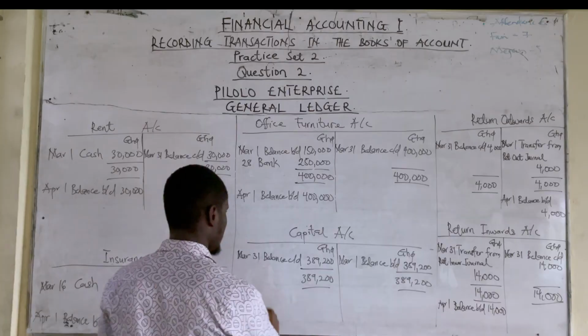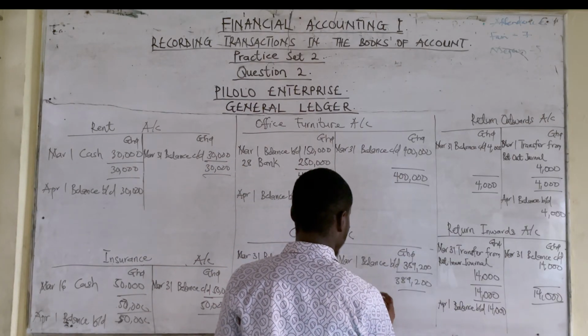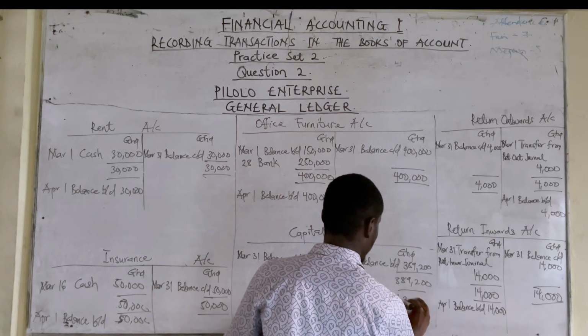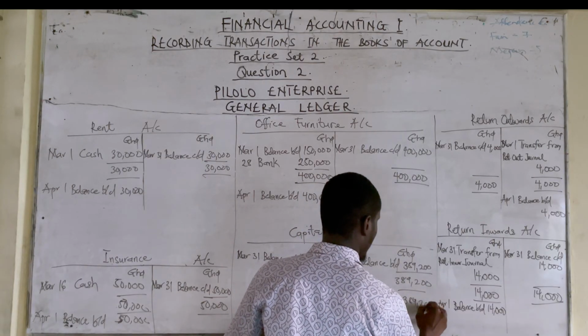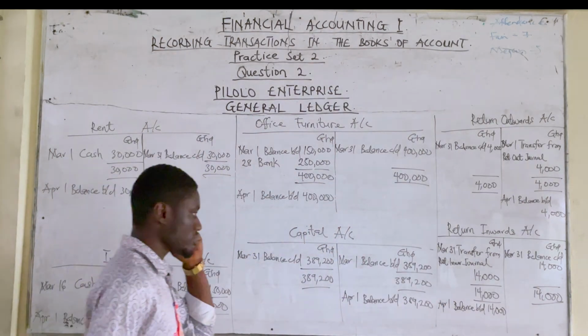389,200. Then it will come here, April 1st, balance BD, 389,200. Do you get it? Good.